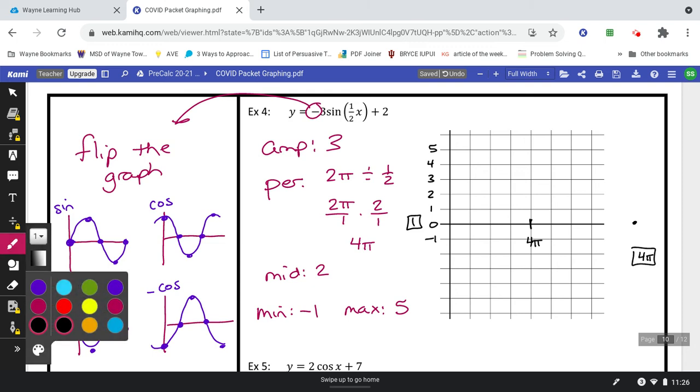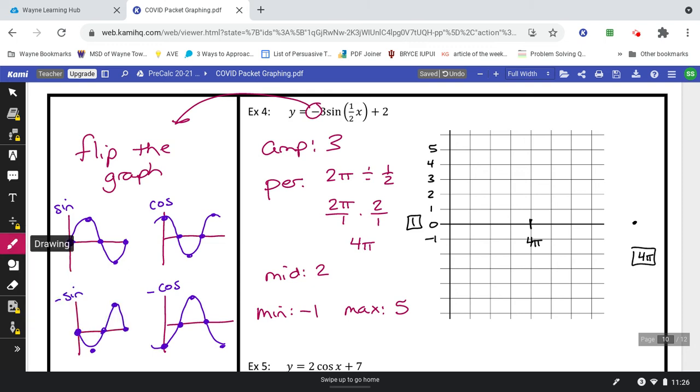If you want to draw the midline, you can. It's going to be right there at the 2. And a negative sine. Remember the pattern: middle, bottom, middle, top, and back to the middle. And there's your negative sine graph.